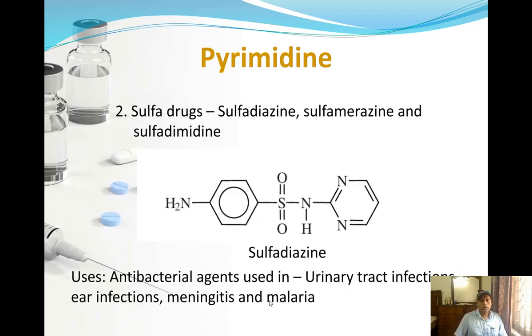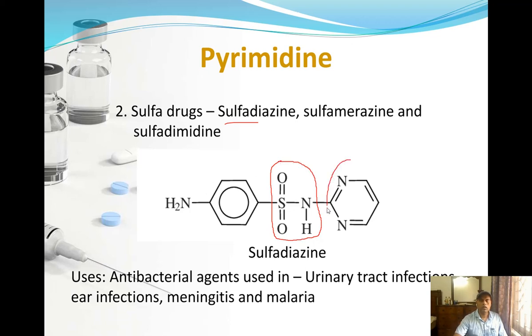Alright, next is sulfur drugs. Sulfur drugs are sulfadiazine, sulfamerazine, sulfadimidine. So these are the sulfur drugs which contain the pyrimidine structure. When the sulfonamide moiety is present, they are called sulfur drugs.